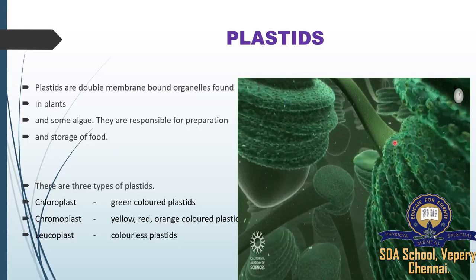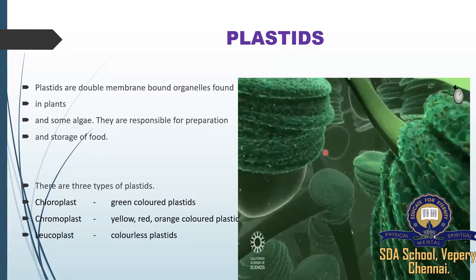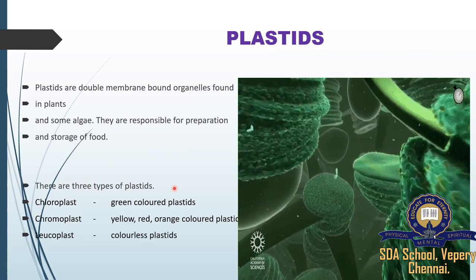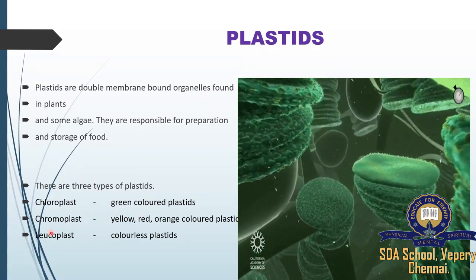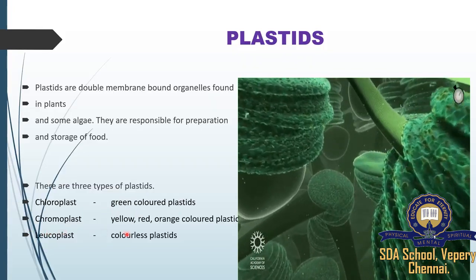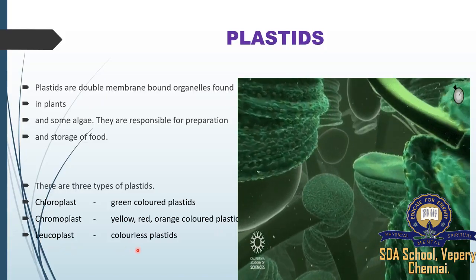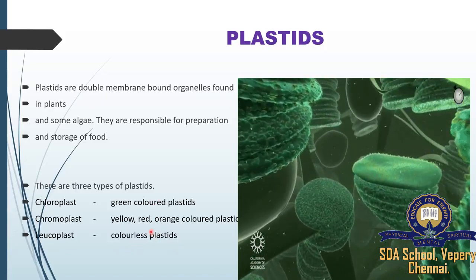These chloroplasts are green in color. It is present in some of the algae also. We have three types of plastid: chloroplast, that is green colored plastids; chromoplast, yellow, red, orange colored plastids; and leucoplast, colorless plastids.